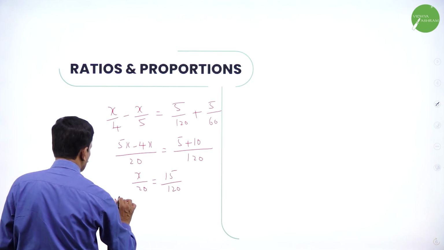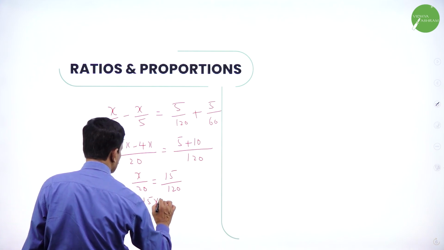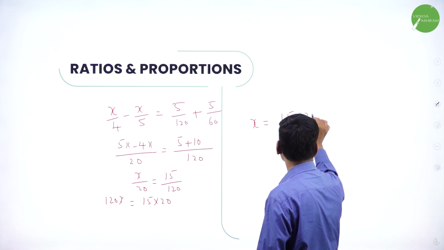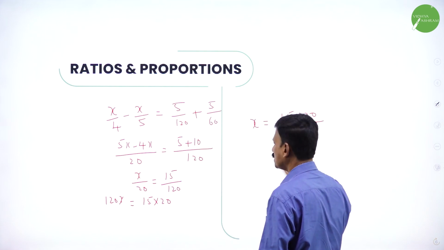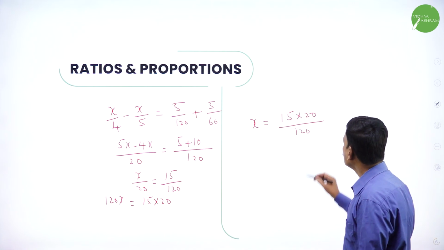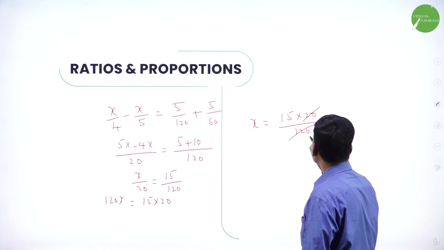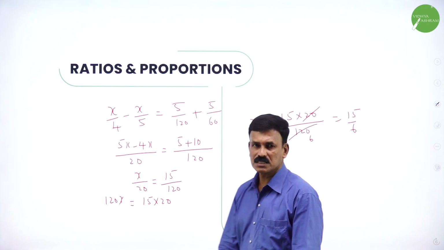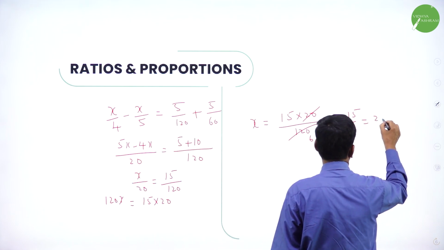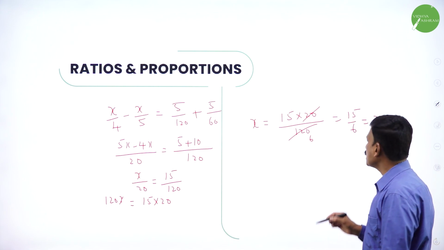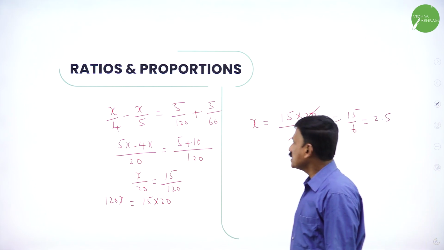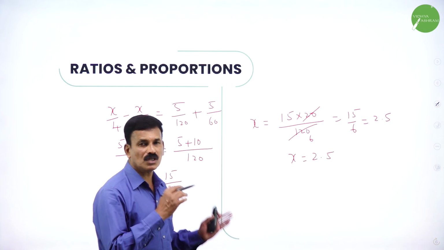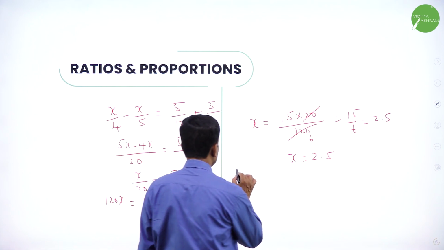Cross multiply it. 120x is equal to 15 into 20. Therefore, x is equal to 15 into 20 divided by 120. What is this equal to? Again 15 by 6. 6 twos are 12, and what is remaining is 3, so 30. 6 fives are 30. So x is equal to 2.5. That means the distance from the college to home is 2.5 kilometers.